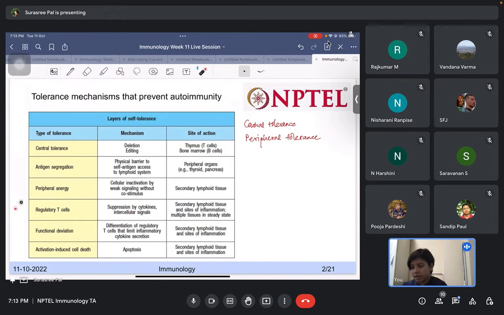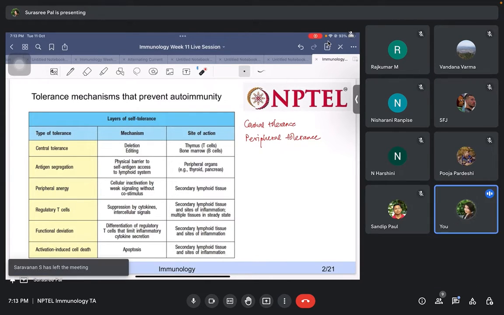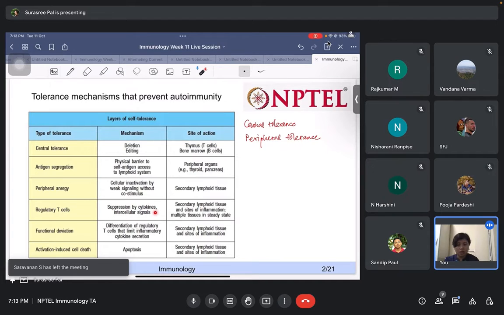Next is the regulatory T cells. Regulatory T cell is one important component of the immune system, which, what does it do? It inhibits any kind of immune response, right? And what it does is it suppresses the production of cytokines, and it causes some intercellular signals which regulate or inhibit the production of several types of T cells. So it also occurs in secondary lymphoid tissue and also in the sites of inflammation.